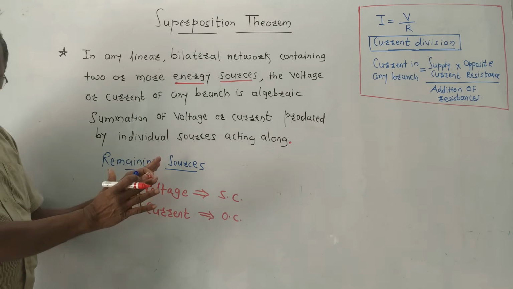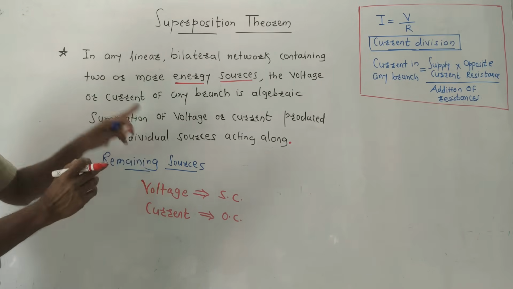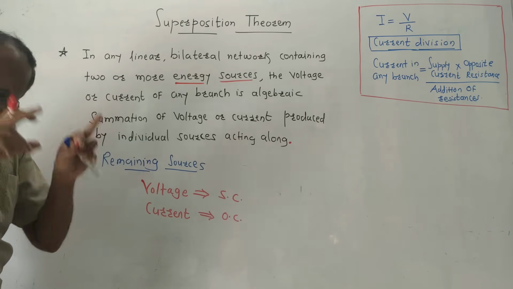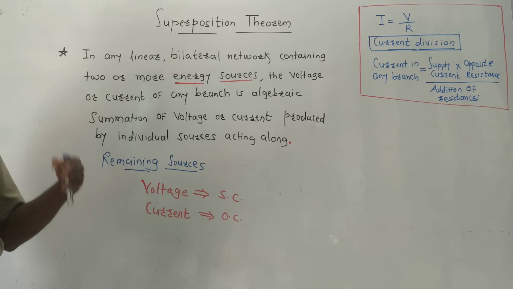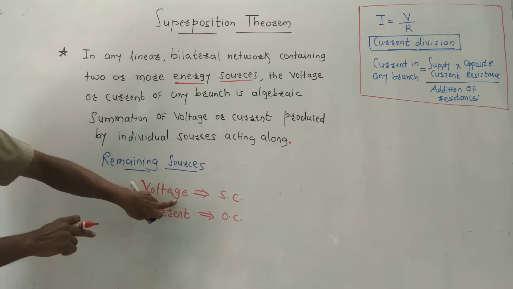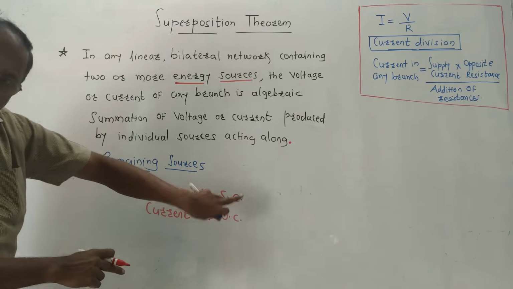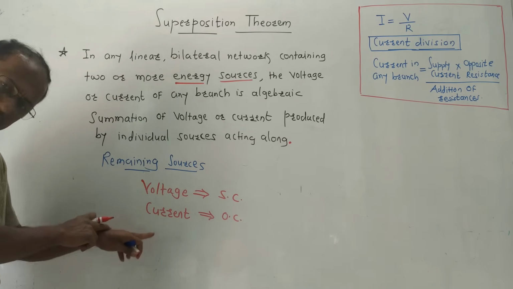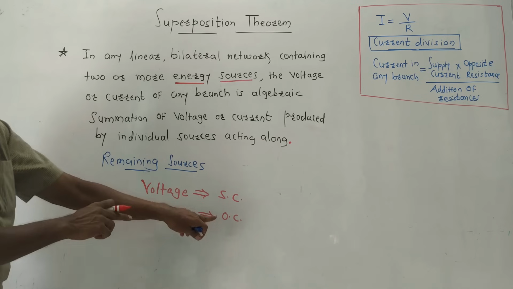The important part is that, as we have written, you will have to consider one source at a time. Whereas what to do for the remaining sources? If a remaining source is a voltage source, then short circuit it, and if a remaining source is a current source, then open circuit that.